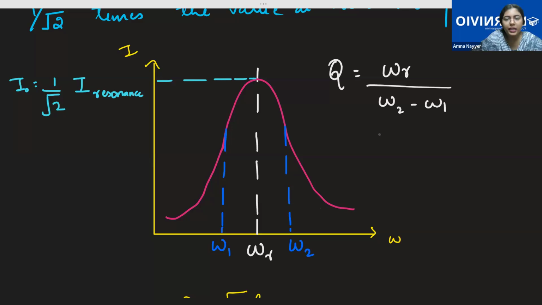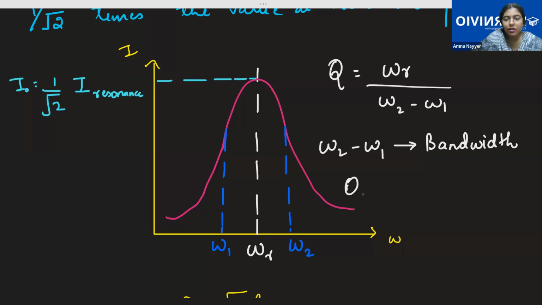Now remember this omega 2 minus omega 1 is also called the bandwidth. We often use this term, bandwidth is very high, or the internet is working very well, or bandwidth is low. Like this, we use the term bandwidth. Basically, it is the difference between the angular frequencies of both of them. So omega 2 minus omega 1 is the band.